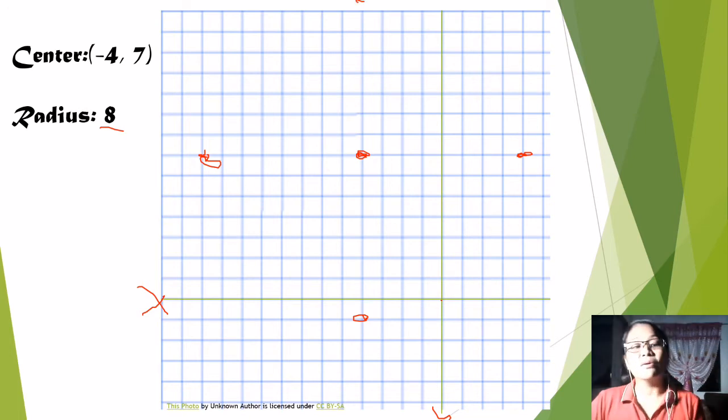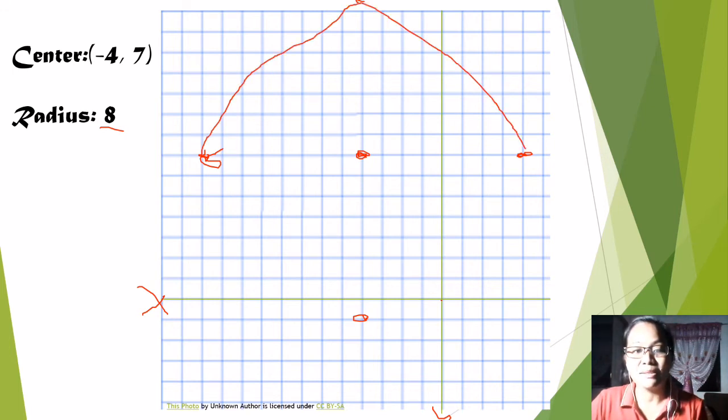Okay, so from this, using your protractor or compass, you can draw the circle. So, imaginary na lang tayo. So, like that, connecting those dots. Okay, we don't have a perfect circle.